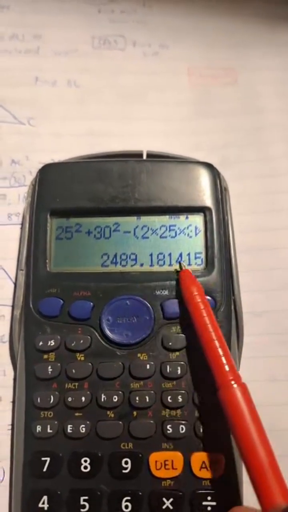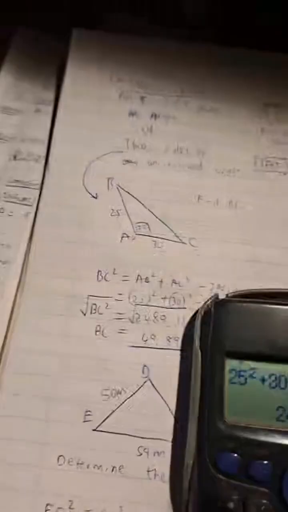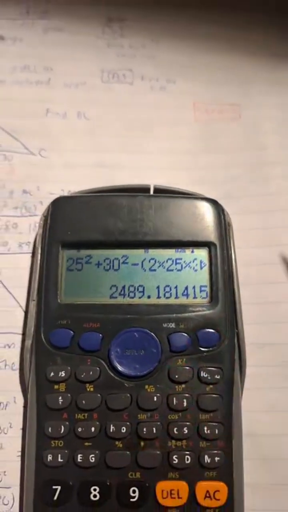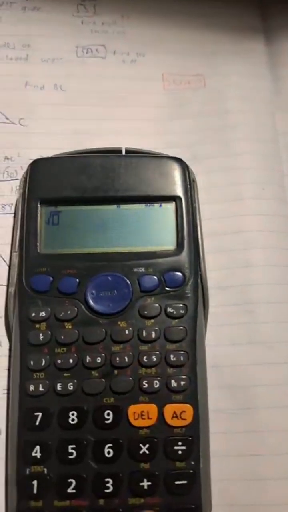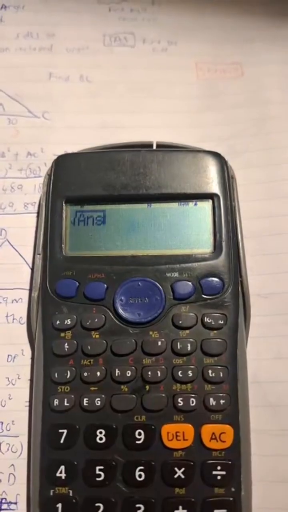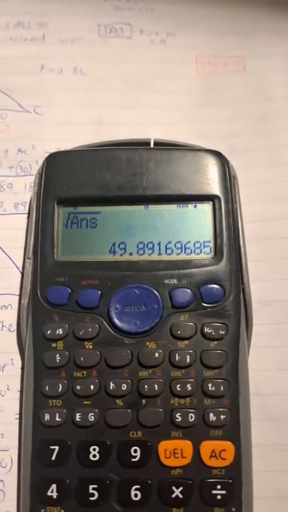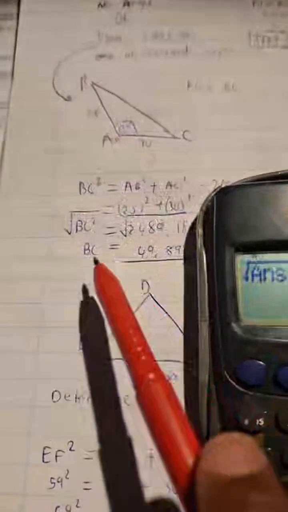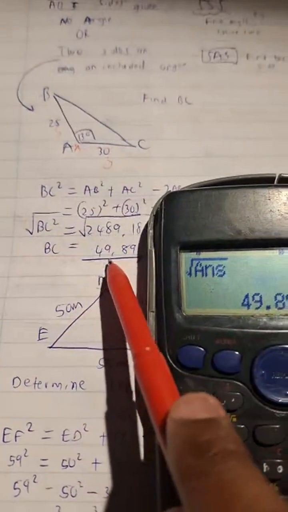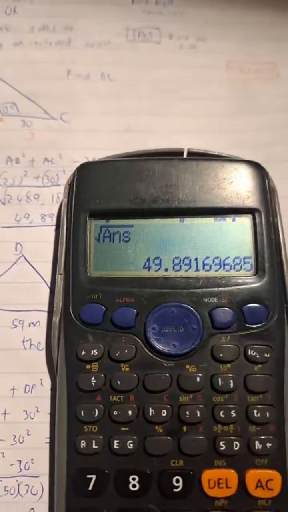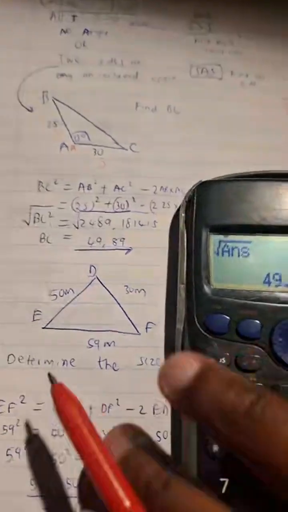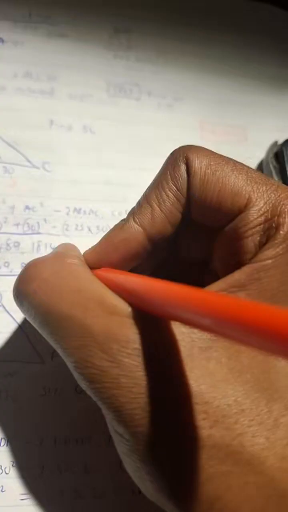Okay, so what you have here is that value, but remember, this is BC squared. I then need to take the square root. So I'm going to say the square root of the answer I've just gotten, and then equal. There it is, guys. That is the value of BC. I take the square root on both sides. BC is equal to 49.89 if I round to 2 decimal places, units. Let's not forget that part.